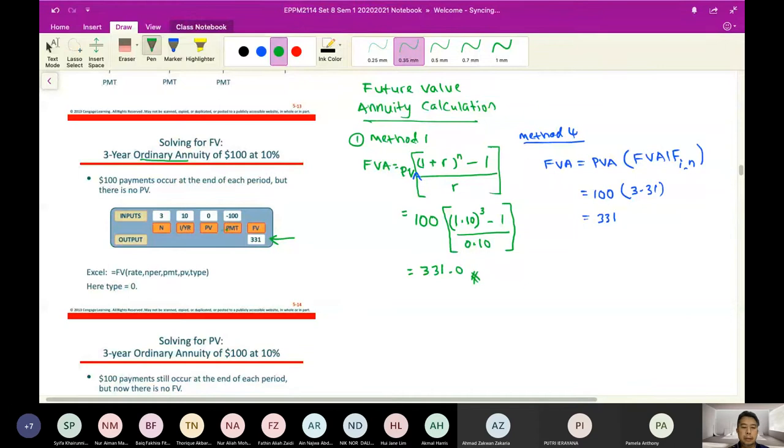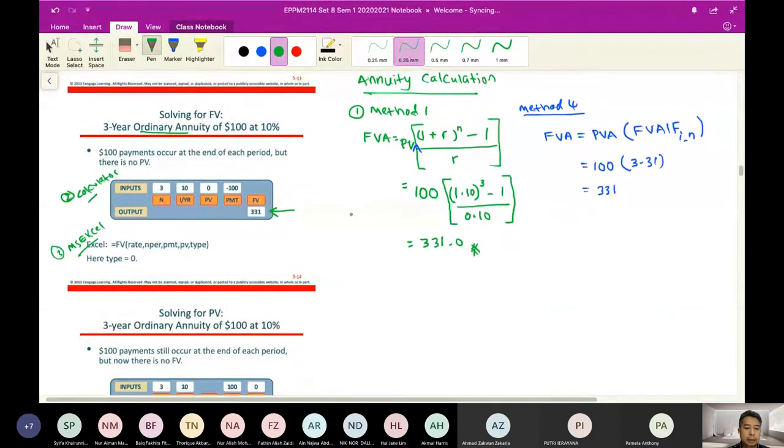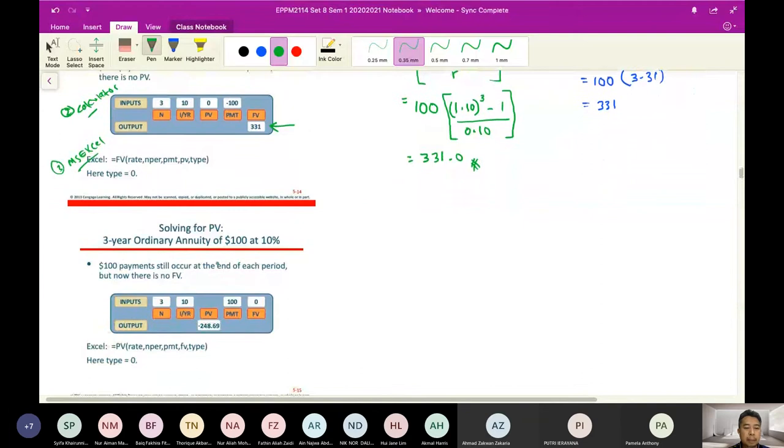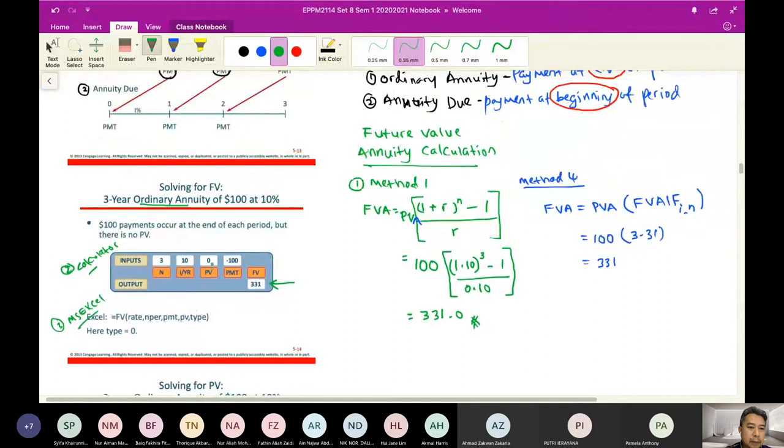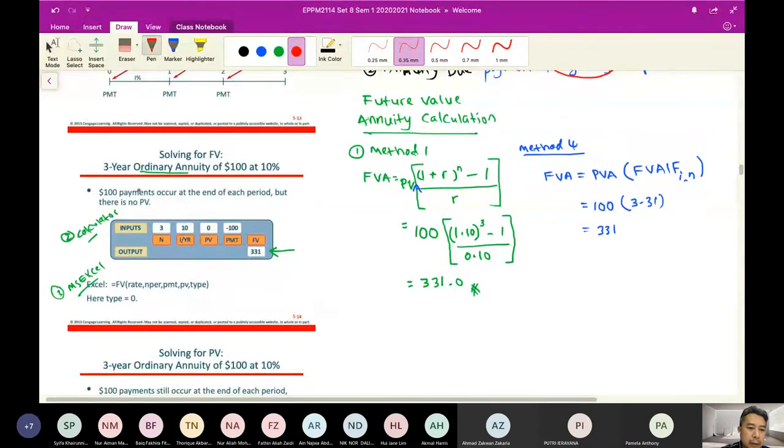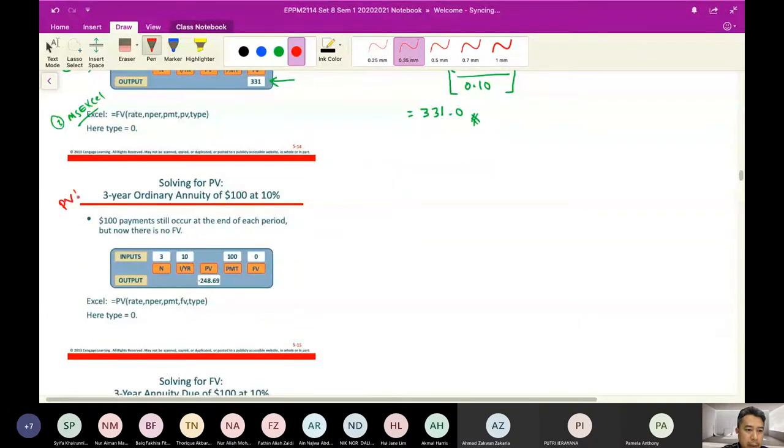If you are using method number 2, which is by using calculator like this. This is calculator, and this is Excel. This is method 1, this is method 3, this is 2, this is 3, this is 4, method 4. Again, for this one, we are under annuity, and we are calculating future value annuity. For this one, we are calculating present value annuity.